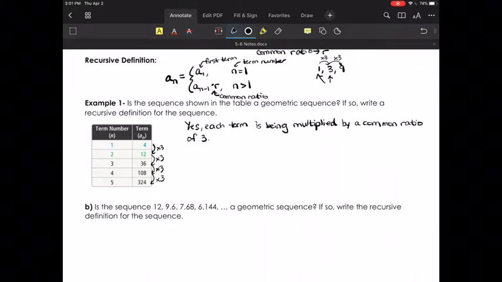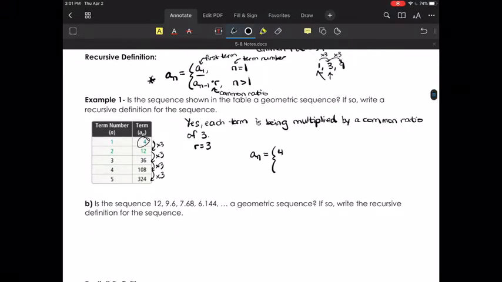So since I'm multiplying by 3 every time, that is what your R value is. So I could also say R equals 3. That's my common ratio. So since this is a geometric sequence, we're going to write the recursive definition for it, using this up here to write it. So I always start with A n. That doesn't change. So split this up into 2 rows. You always start with your first term, or A1. In this case, my first term is 4. So I'm going to put 4 right here, and then a comma. My term is 4 when I'm talking about the first term. So n is 1. That's always the same.